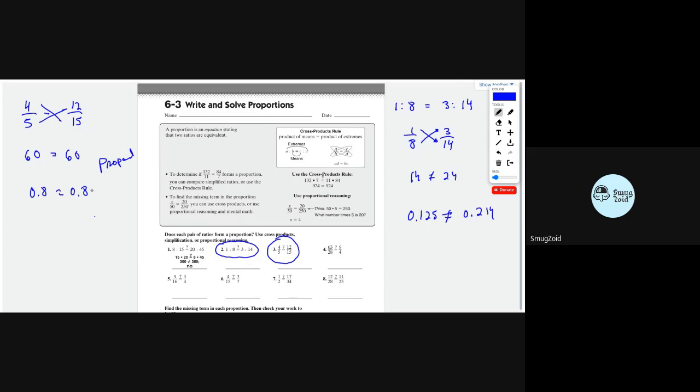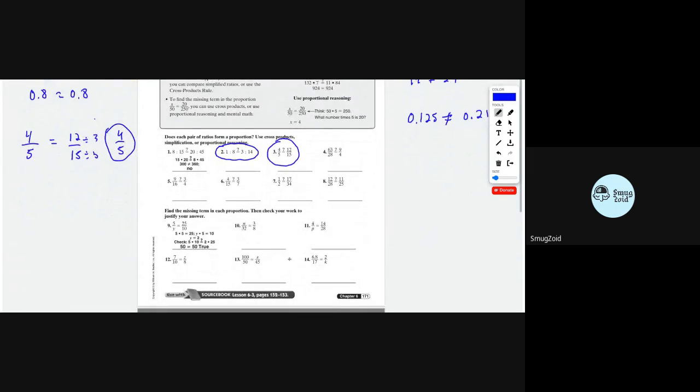Another way is using fractions. It's just another means of doing it. You have 12 over 15. If I divide this one by 3 and this one by 3, I get 4 divided by 5, which is the same number. There are literally three different methods for doing this. So when you're looking at these things, that's a way of solving it.